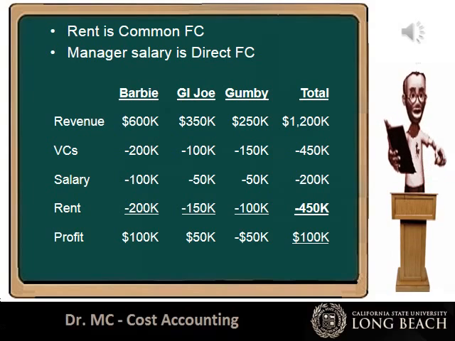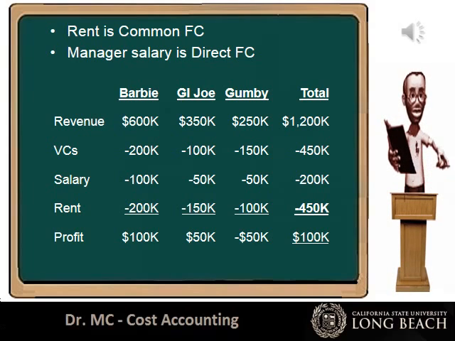Assume that the factory rent of $100,000 allocated to Gumby is a common fixed cost that will not decrease if Gumby is dropped. Fixed costs can also be avoidable. You don't have to pay them if you drop a product. For example, you could pay a manager to supervise the production of a product. If you drop the product, you can lay off the manager and save his or her salary. Avoidable costs are relevant because they change depending on whether or not you drop the product.